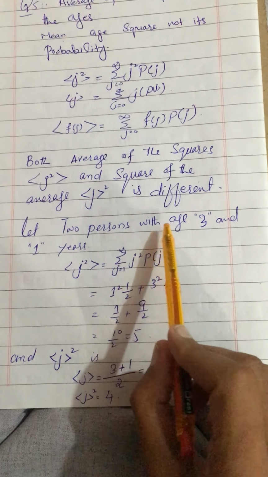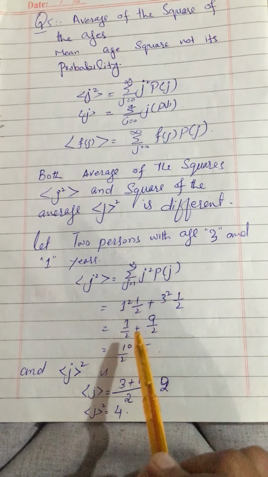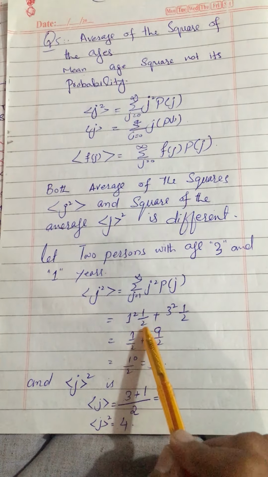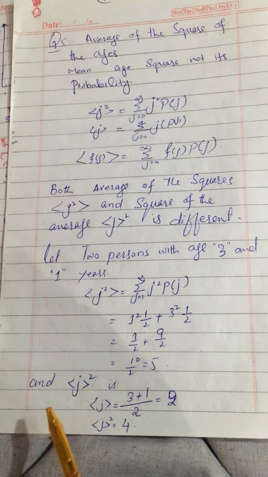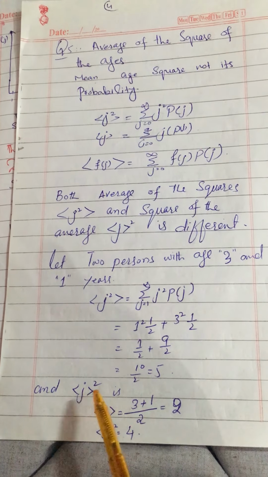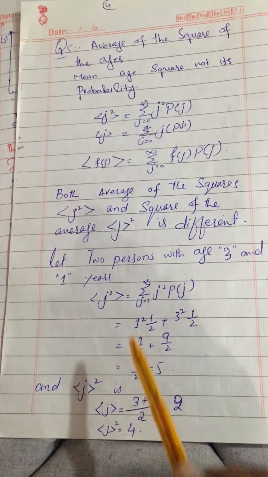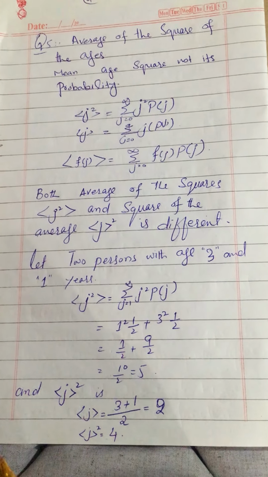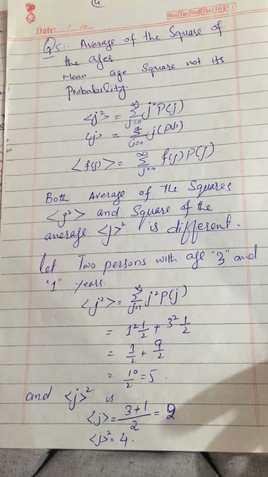We know that the average of the age squared, or of a function squared, and the square of the average are different. Let us take an example: two persons with ages 3 and 1 years. If we find the average of the age squared, it comes out as the sum of j squared times the probability of j. So 1 squared with probability 1 over 2, and 3 squared with probability 1 over 2, so we get 5. If we find the square of the average, it comes out to 4. So the square of the average of j and the average of j squared are different values. Both are not the same. We discussed the discrete case, and in the next lecture we will discuss continuous variables.